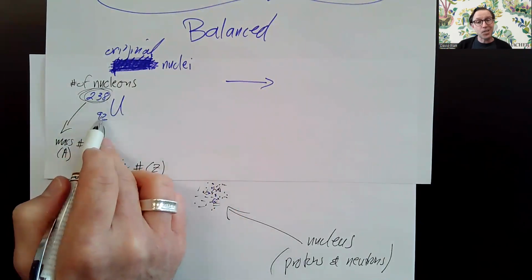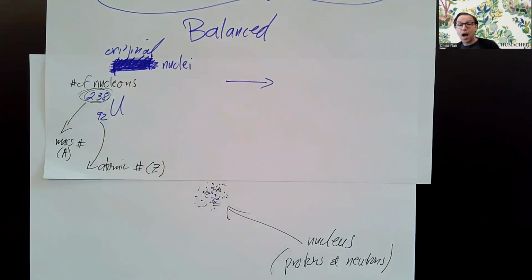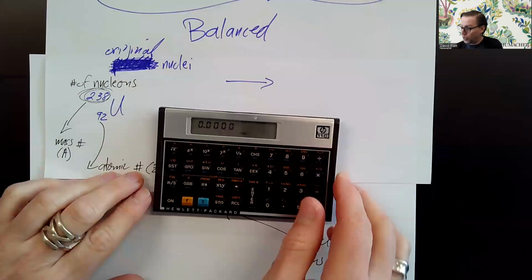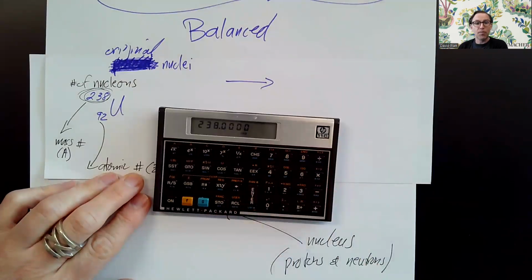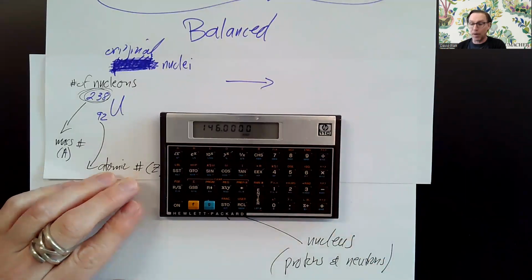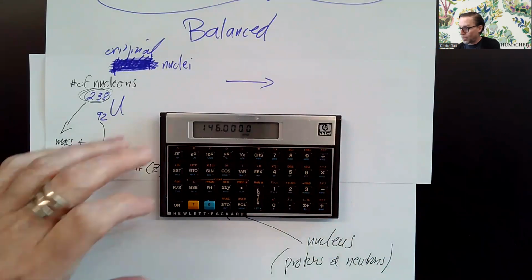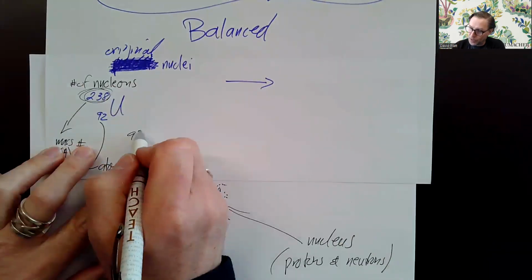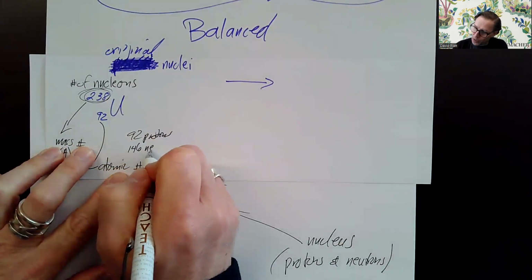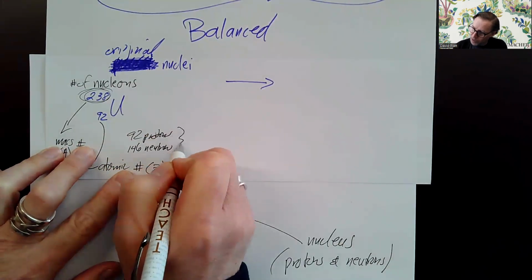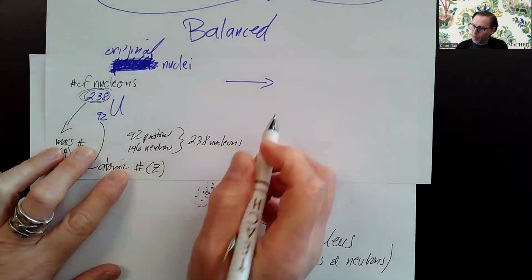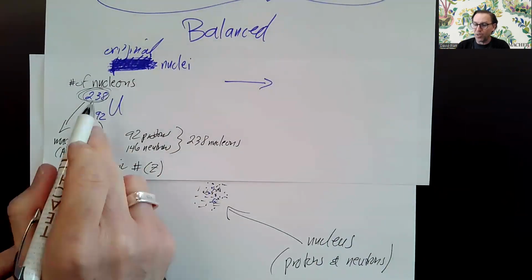Uranium-238 has 92 protons. How many neutrons does it have? Well, there are 238 nucleons. So from that 238, I'm going to subtract 92, and I get 146. So there's 146 neutrons. 92 protons, 146 neutrons, which gives me a total of 238 nucleons. The number of protons plus the number of neutrons equals the number of nucleons.